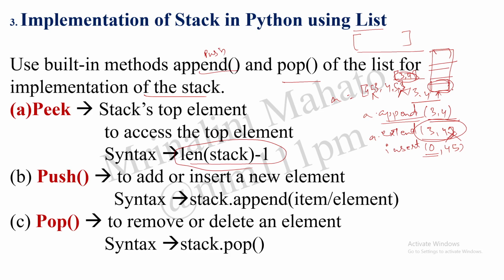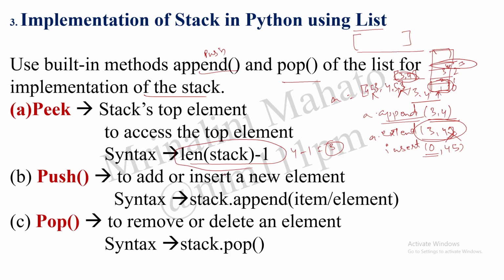What is the syntax? len of stack minus 1. Now here len value is suppose 0, 1, 2, 3. Now the total length is 4 because we count 1, 2, 3, 4. Total length is 4. So 4 minus 1 equals 3, right? So now len of stack minus 1 equals 3. This is the peek element, the last element. So that is why the syntax is len of stack minus 1.